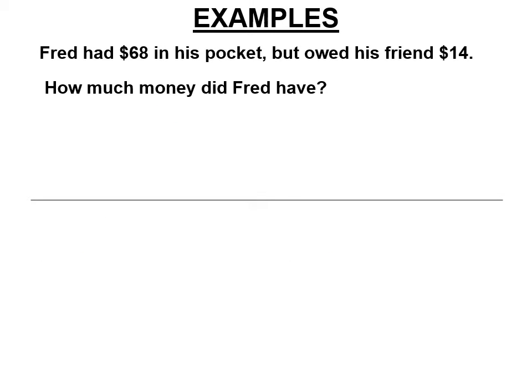Fred had $68 in his pocket, but owed his friend 14. Now, he had 68, so having money is a positive thing, and owing money is a negative thing. So we're adding 68 plus negative 14. Now, as the numbers get bigger, you may not be able to do it in your head. You come over to the side and do some side work, and you realize that he does have money. He can pay his friend back $14, and he still has 54. So he's positive 54.